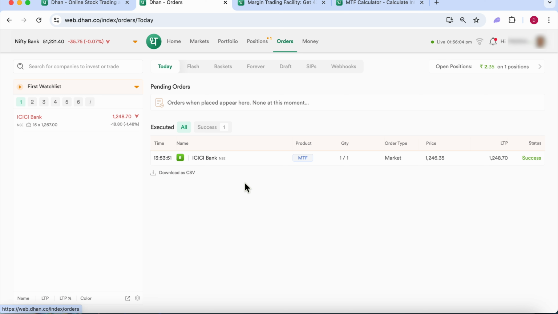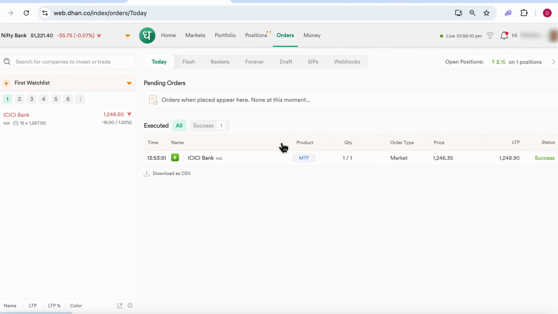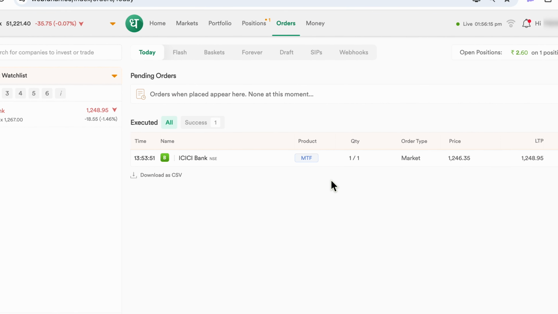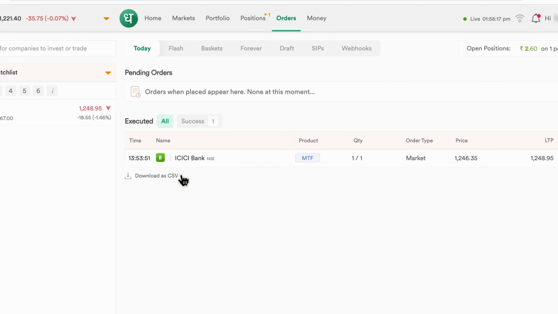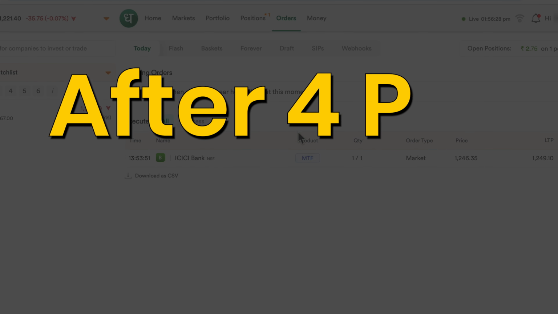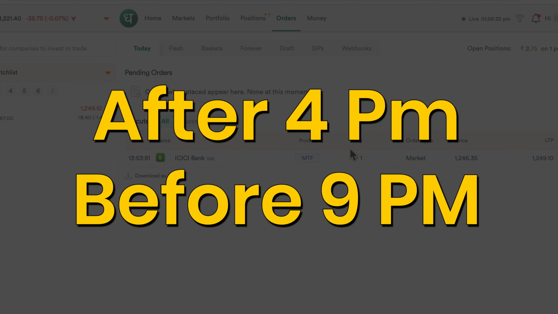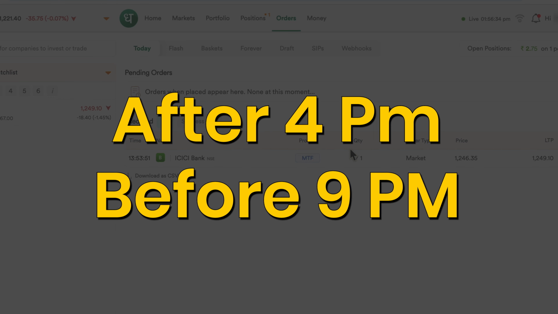Now, one thing to take care of is that today, if I've placed an order under MTF, while this feature is activated by default on my account, I'll be using the same stock, ICICI, against which I'm getting margin. So I'll be pledging the same stock that I've purchased to get the margin. I will have to authorize this pledging after 4 o'clock. So after the market ends, after 4 p.m. and before 9 p.m., I'll have to go back and complete the pledging of this stock. And Dhan sends you a reminder email for the same as well.